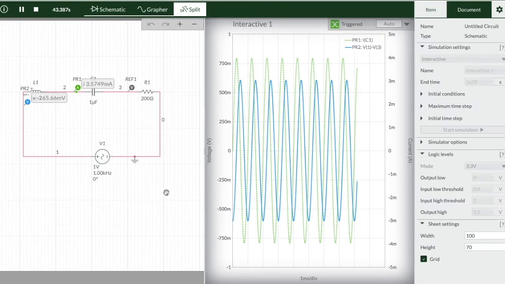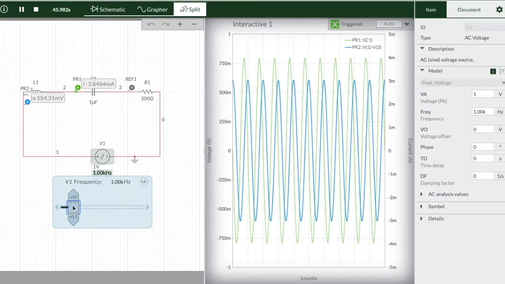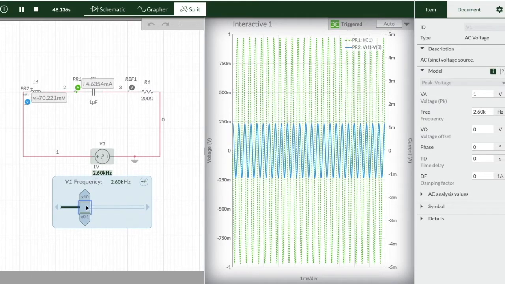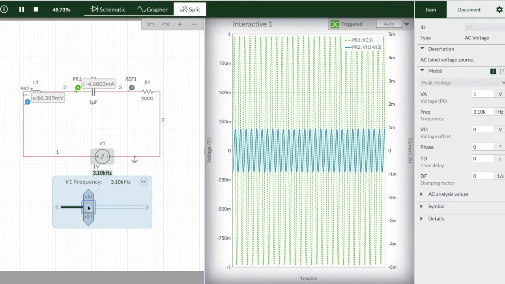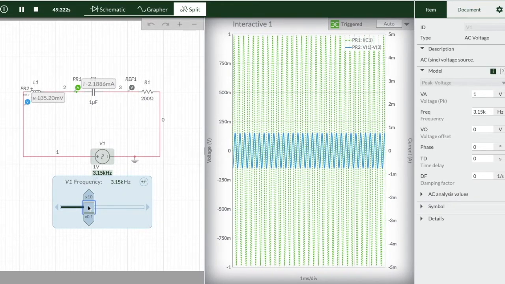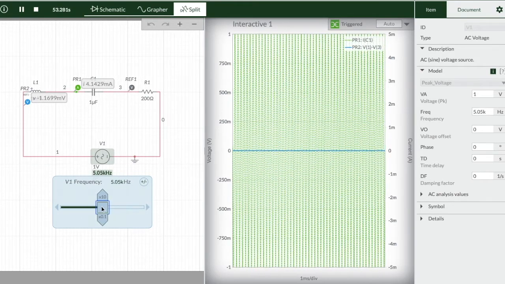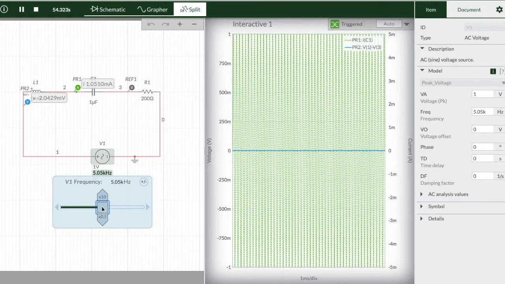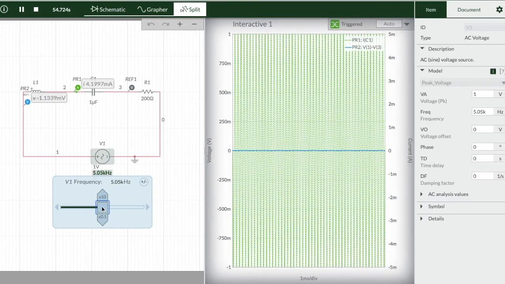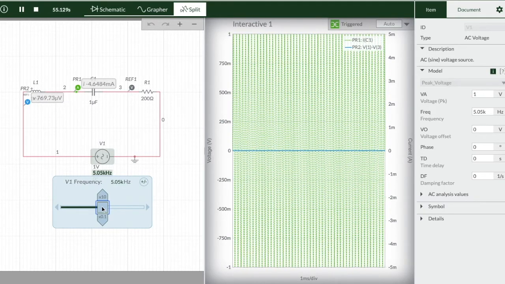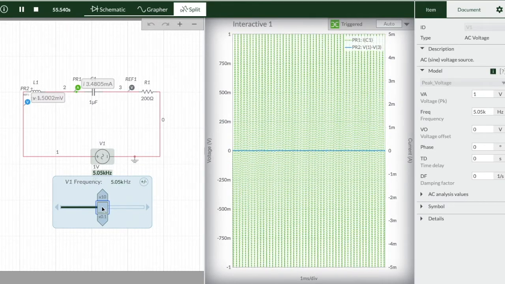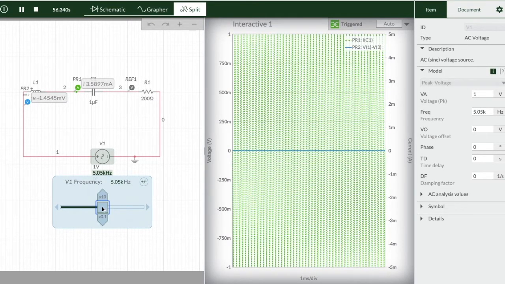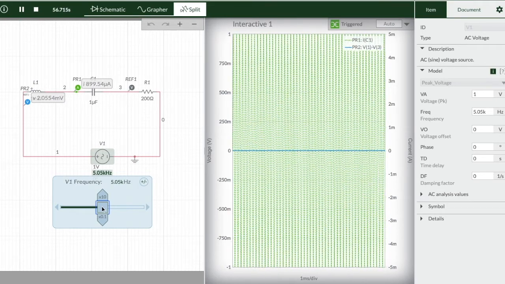To increase the frequency further, let's again click on the frequency and increase the frequency beyond 1 kHz. We can see that VLC is dropping and current has come very close to 5 milliampere. Here VLC is almost 0. So resonant frequency is very close to 5.05 kilohertz. This is just a rough estimate of the resonant frequency. The theoretical value of resonant frequency is 5.03 kilohertz, and we are getting the estimated value very close to that.